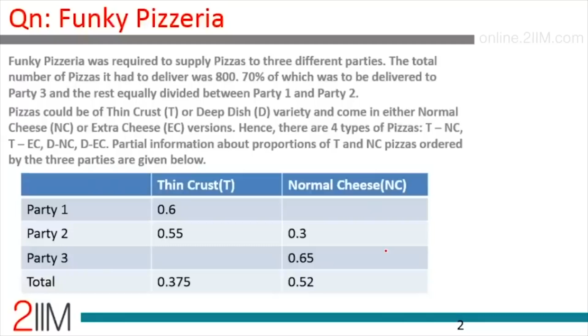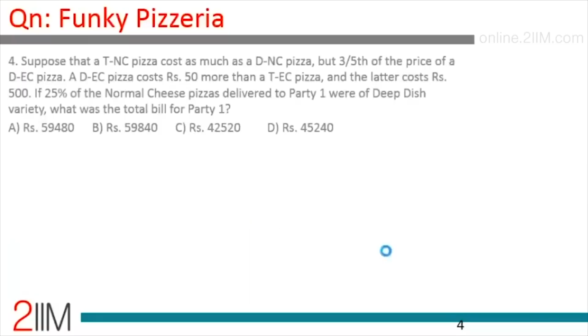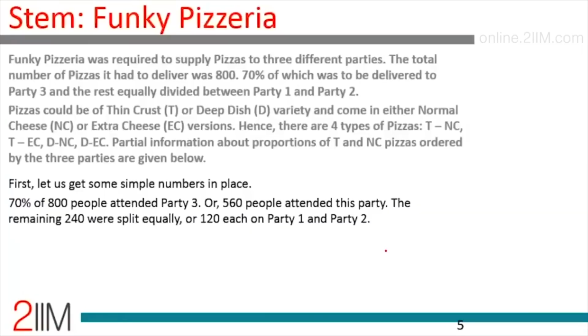And in all of these puzzle type of things, it's very important to get the overall picture. 3 parties, 1, 2, and 3: 120, 120, 560. In each of these 3 parties, we have thin crust and deep dish. We have to get those numbers. We have normal cheese and extra cheese. We have to get those numbers. But if you get all these data points, you can. This question is going to be a breeze. And so I'm going to work towards that. These are the questions. We'll come to the questions right at the end after getting some amount of detail in.